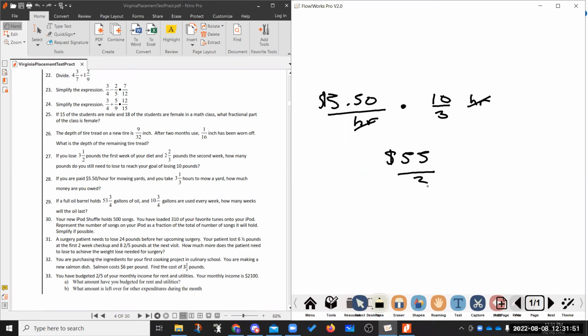55 divided by 3. We're going to round this to the nearest cent. 3 goes into 5 one time with 2 left over. 3 goes into 25 8 times with 1 left over. 3 goes into 10 3 times with 1 left over. So the next number here would be another 3. We're going to round down to the nearest cent, $18.33.